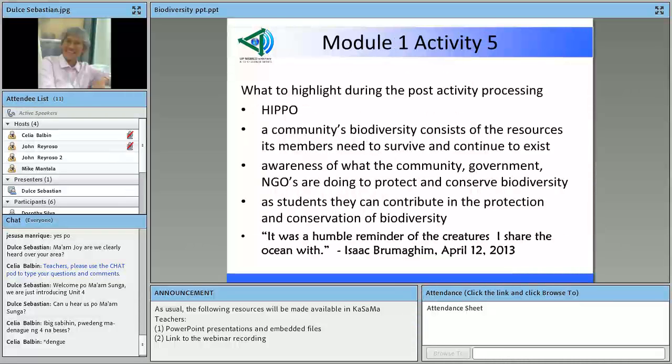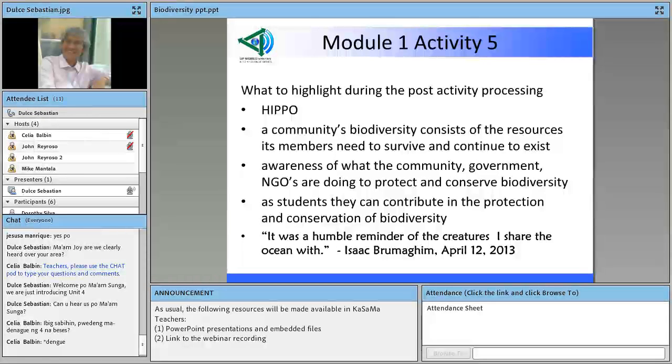What you should highlight during the post-activity processing is the concept of HIPPO. This HIPPO is an acronym for the main causes of why we lose biodiversity. The first one is the loss of habitat. Second is the invasion of introduced species. The third is population increase. The fourth is pollution. And the fifth is the over-collection or over-harvesting of our resources.